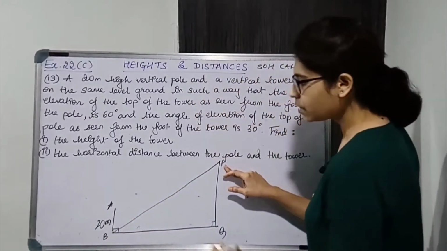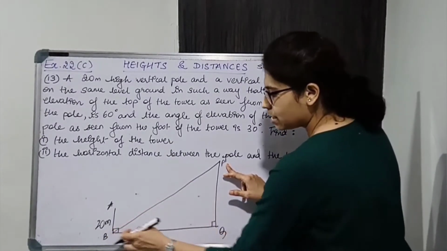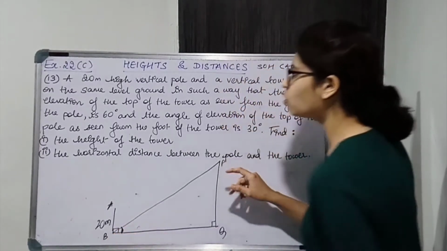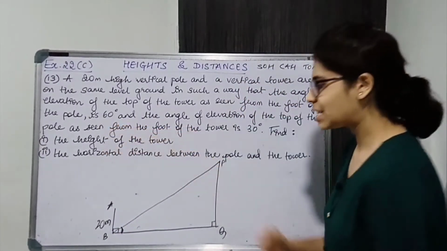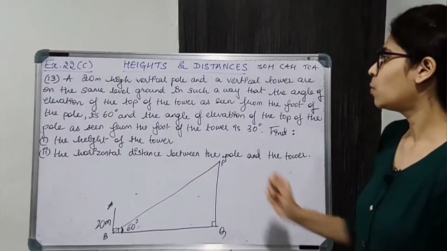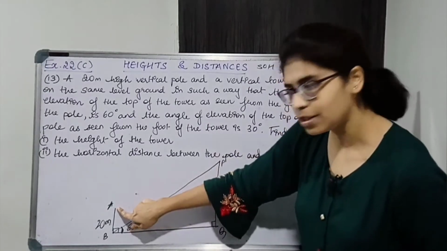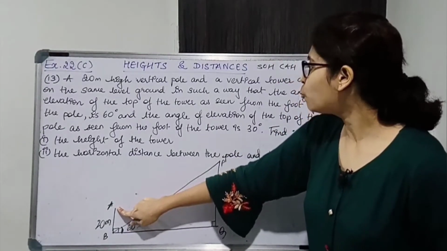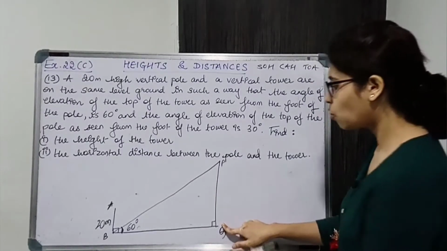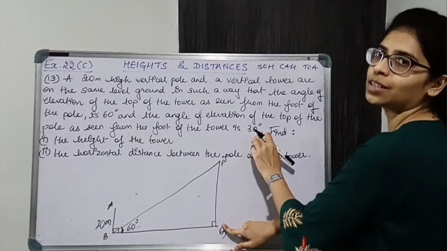Okay, so from B you're observing P. This is the line of sight, this is horizontal, so what will the angle of elevation be? You are told that the angle of elevation is 60 degrees. Now, the angle of elevation of the top of the pole, A, as seen from the foot of the tower, Q. So from Q, if you observe A, the angle of elevation is 30 degrees.